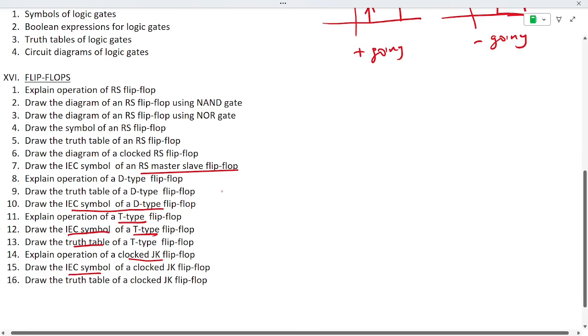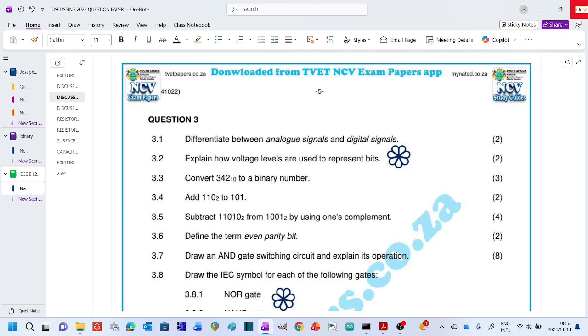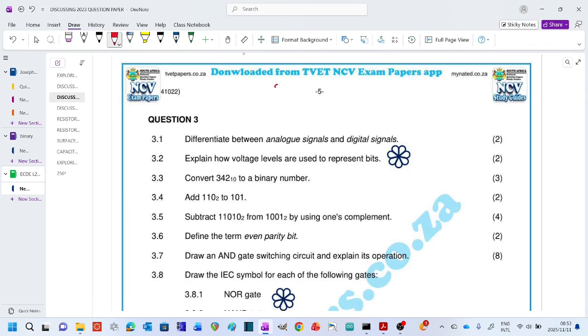So we're going to go straight to the question papers and try to solve some of these questions. All right, so this is a question paper. It's still a 2023 question paper, so we are still working on the 2023 question paper, and we have downloaded this paper from NCV exam papers. So if you just type NCV exam papers in your app store, you should be able to download this question paper on your phone, of course.